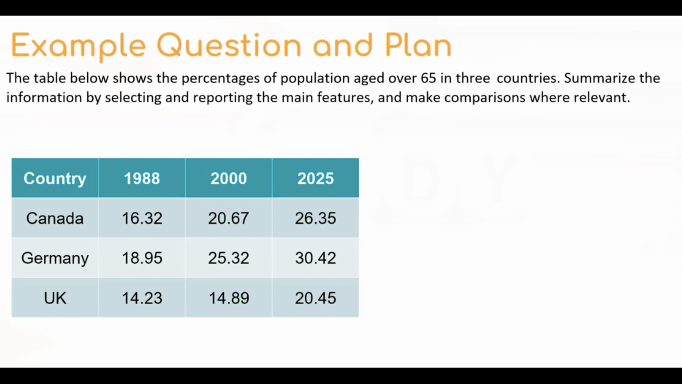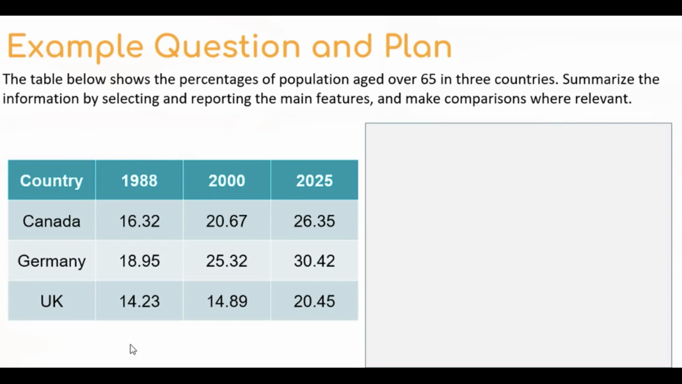In the UK, in 1988, we have 14%. And in 2000, it only increases very slightly, but it is still an increase. And in 2025, we have 20%. So everywhere there is an increase in people aged over 65. I've now got a quick overall idea of what is happening in this visual information and data, so it's time for me to write my plan.